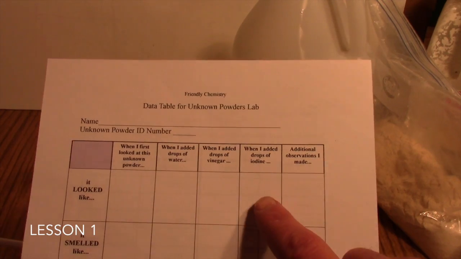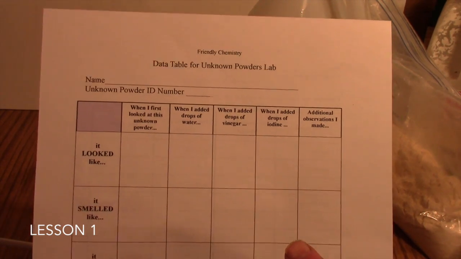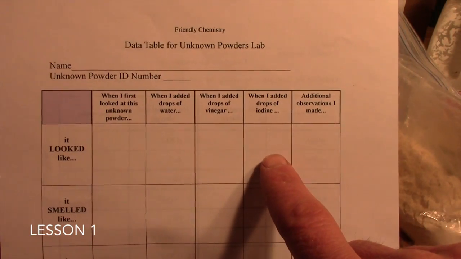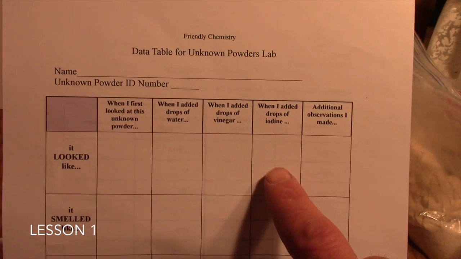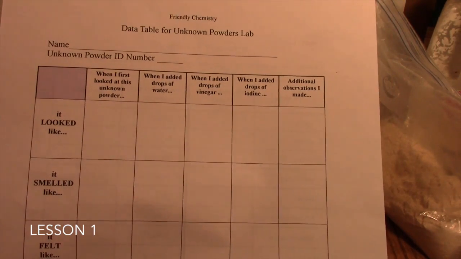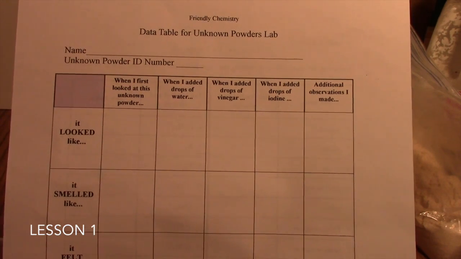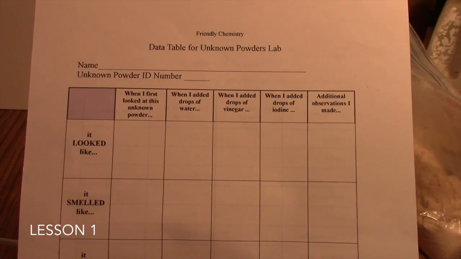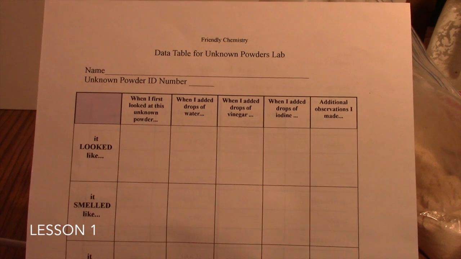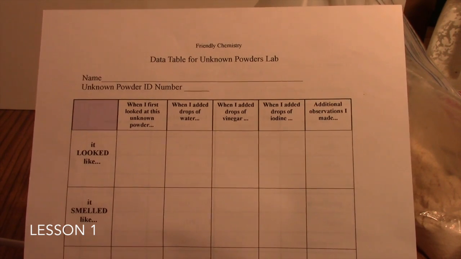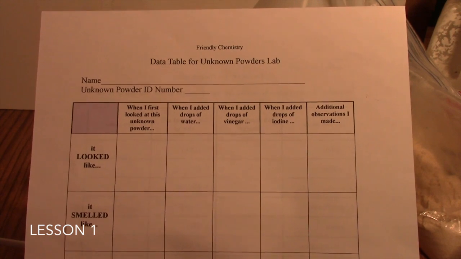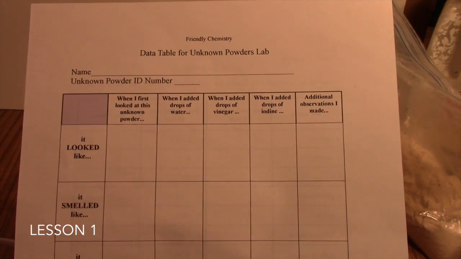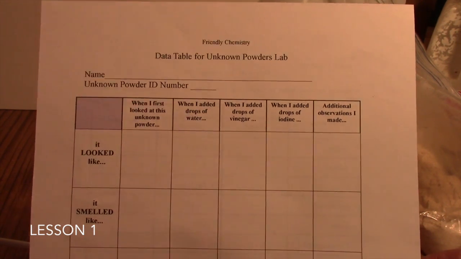So when I add drops of iodine, if it's a starch-containing powder, it looks like a blackish, bluish purple color change. And an interesting thing here, if you choose powdered sugar as one of your unknown powders, sugar itself does not have a starch in it. There are no starch compounds in pure sugar. So granulated sugar or powdered sugar won't have any color change. You'll just see that same amber color of the iodine.